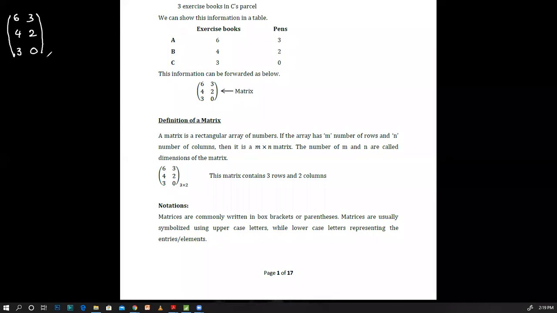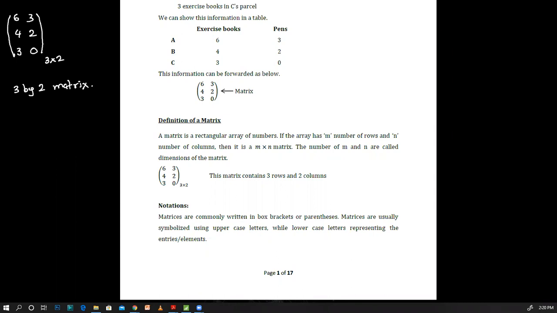Therefore, normally we denote the dimension of the matrix in the bottom right hand corner of the bracket or the parentheses. Here we can say that the dimension is equal to 3 into 2. This is said to be a 3 by 2 matrix. Here we are not going to multiply these 2 numbers and put it as 6. It is just a notation only.